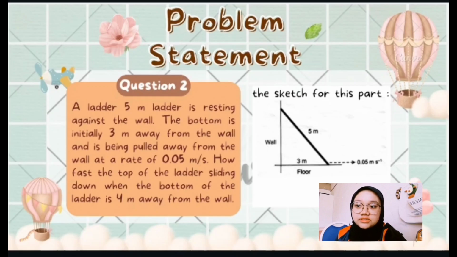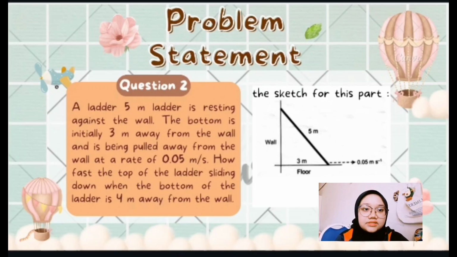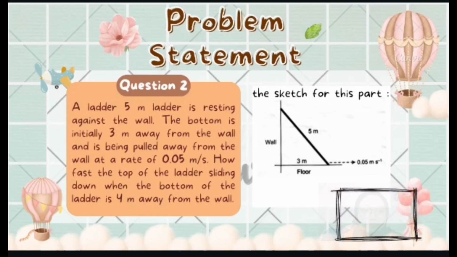For the next question, a 5-meter ladder is resting against the wall. The bottom is initially 3 meters away from the wall and is being pulled away from the wall at a rate of 0.05 meter per second. How fast is the top of the ladder sliding down when the bottom of the ladder is 4 meters away from the wall? So we can sketch like the shown figure.